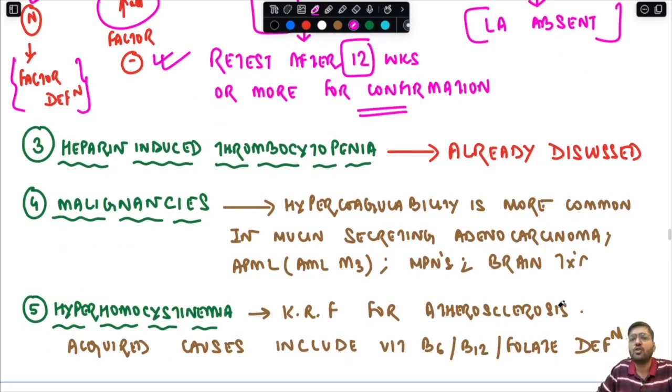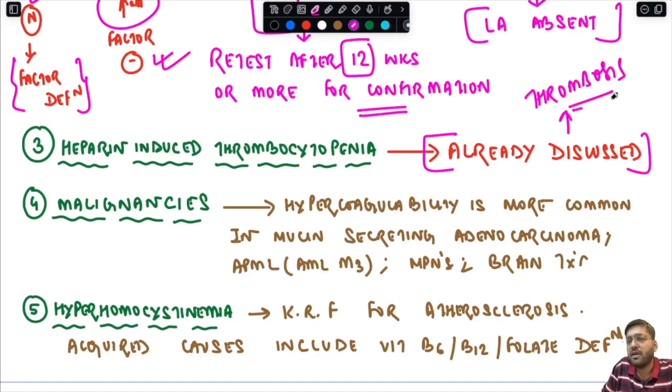Now, heparin-induced thrombocytopenia I have not discussed over here because I have discussed it in detail under the section of thrombosis. So kindly go and see that particular video for the same. Now, other acquired conditions like malignancies which lead to thrombophilias. Among malignancies, hypercoagulability is more common in mucin secreting adenocarcinoma, APML, myeloproliferative neoplasms and brain tumor.